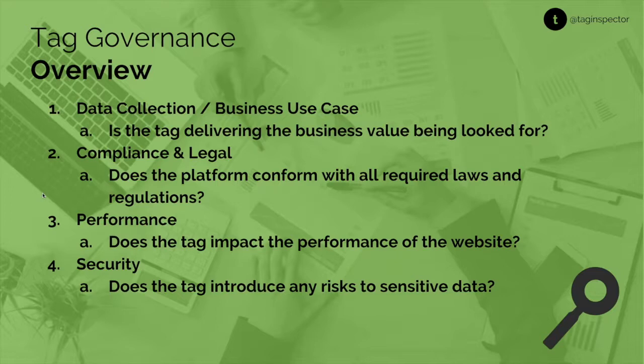So another just quick look at those four different main stakeholders and the main questions that they're asking. I just kind of went through an overview of each one, what each is interested in, but the primary question that's going to be asked as a part of this governance process for these four different units within your organization. First one, for that data collection business use case, is the tag delivering the business value that we are looking for? Is it doing what it's supposed to be doing? Are we able to get the value out of this platform that we are supposed to be? And a big part of that's going to be, is the tag implemented and executing in the right way?